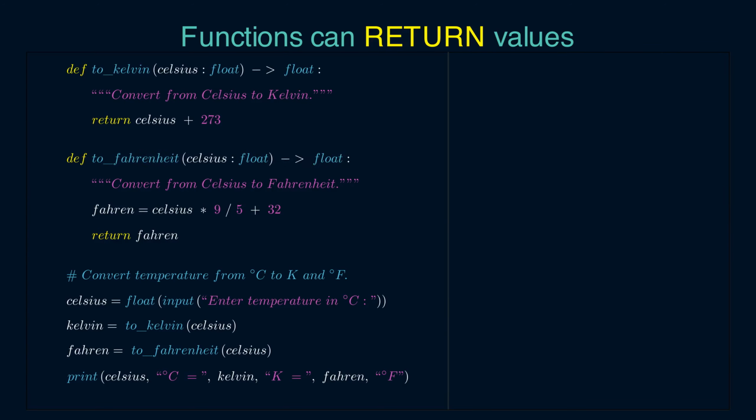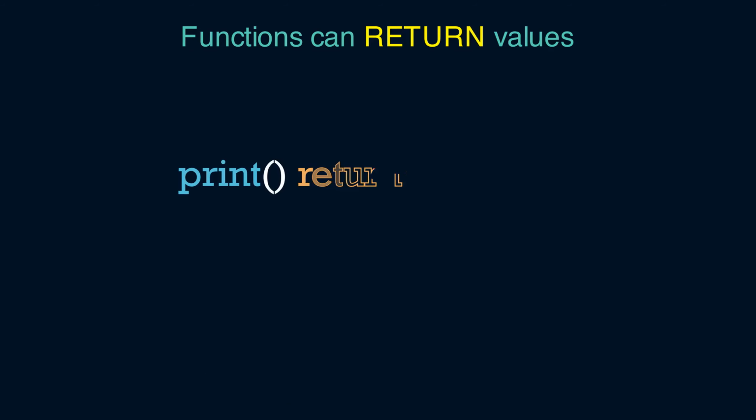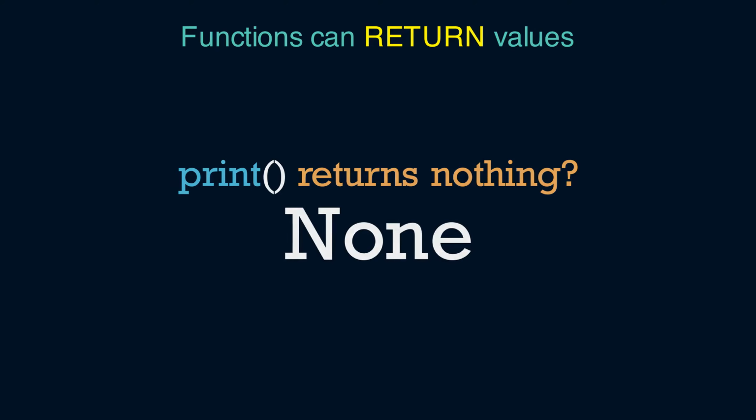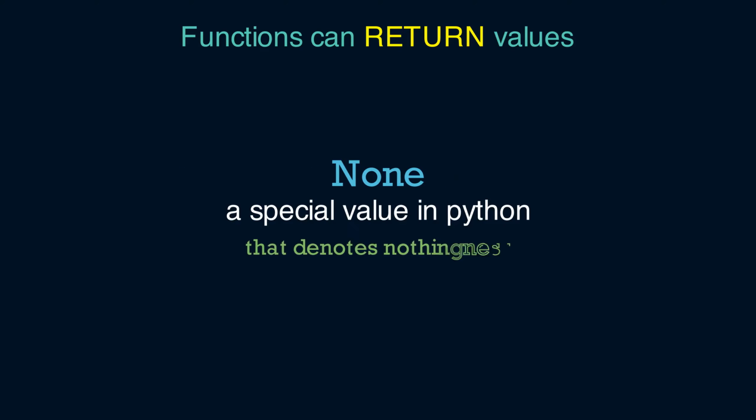Let's end with a question from the beginning. What does the print call return? It returns a special value, none. If there's no return statement in any function, it will return none.